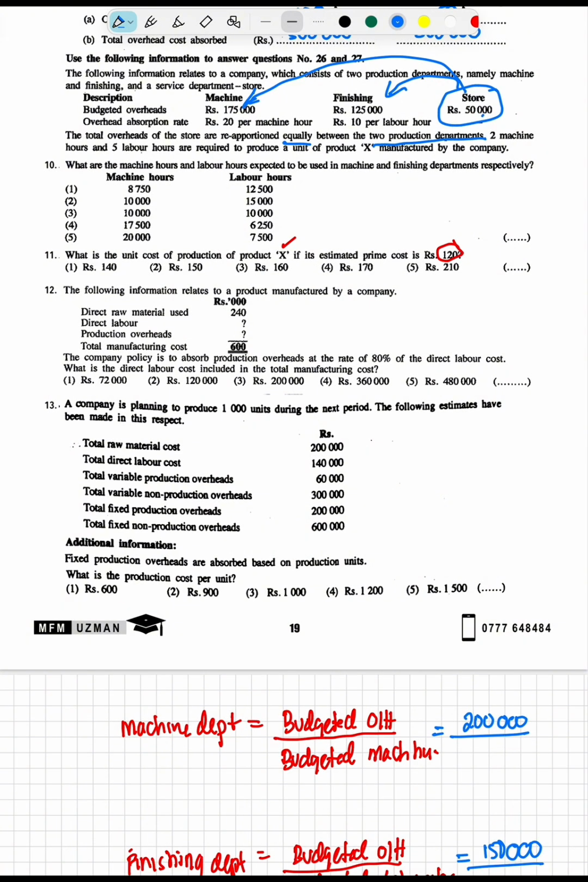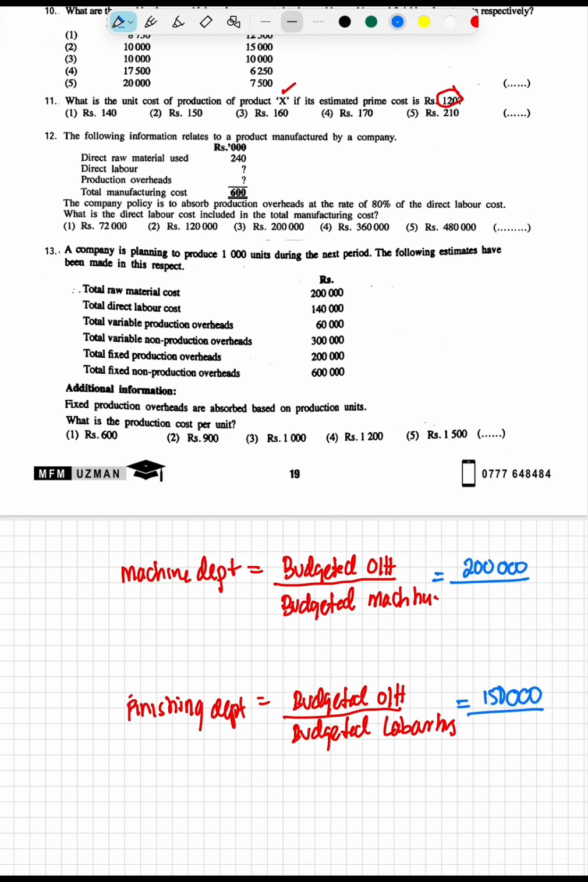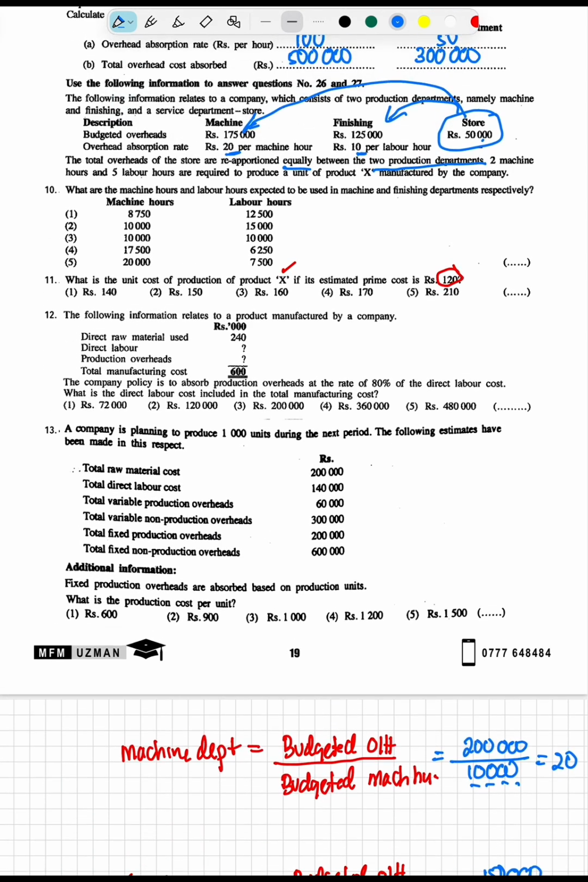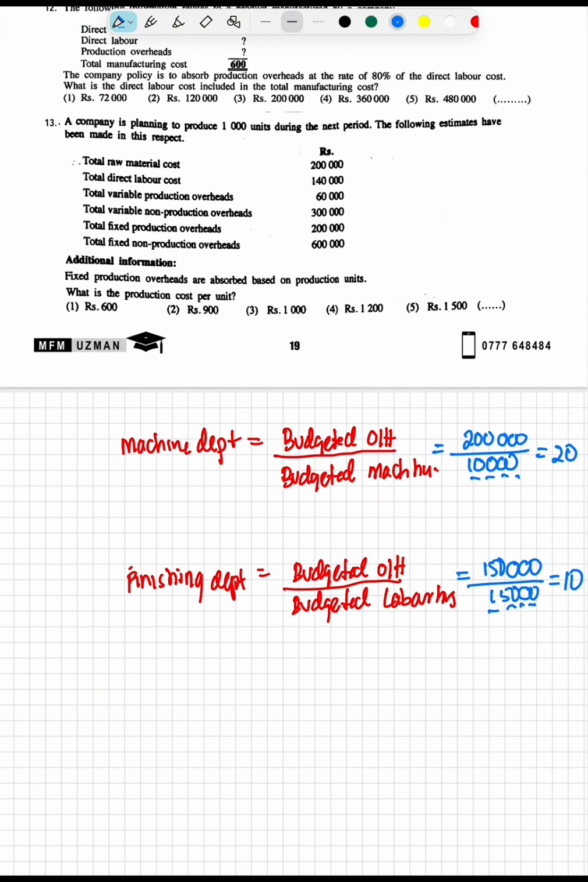This 50,000 we divide equally into 2 and give equal parts to machine and finishing. Then they are saying the overhead absorption rate is 20 rupees per machine hour and 10 per labor hour, right? So 20 rupees per machine hour and 10 per labor hour, then you are able to find out this. So 200,000 divided by 20 is 10,000 hours, and here it is 15,000. So we have 10,000 and 15,000 as our answer number 2. And the next question they are asking you the production cost per unit.